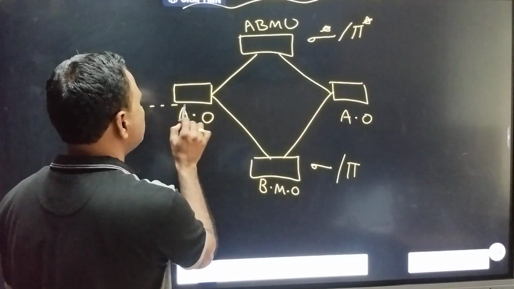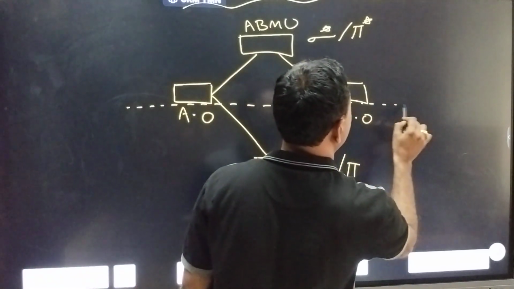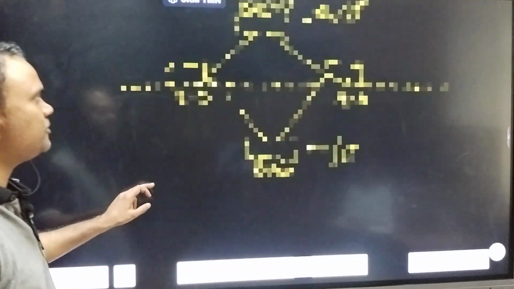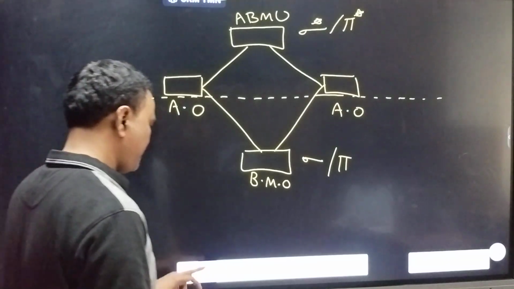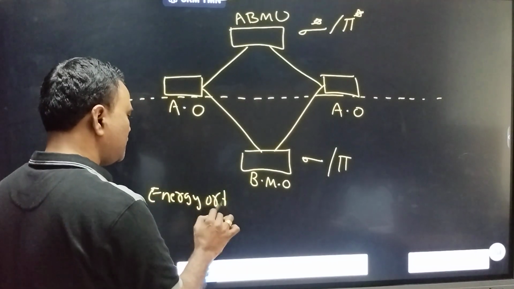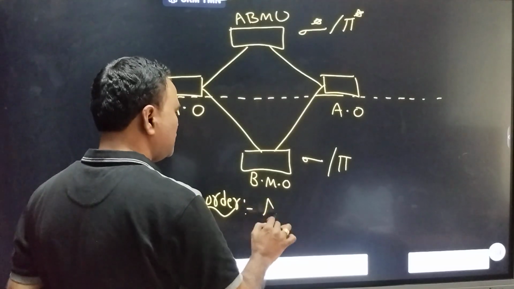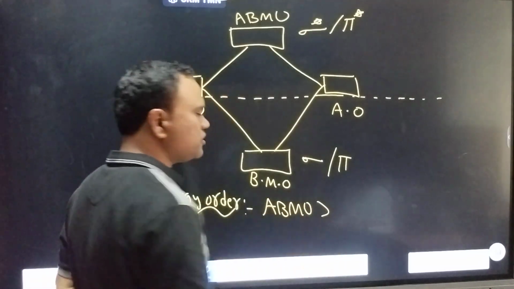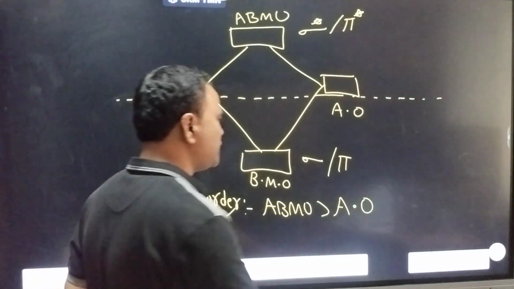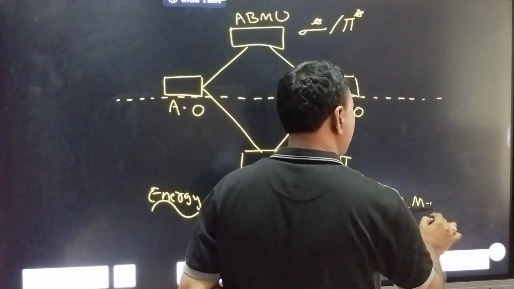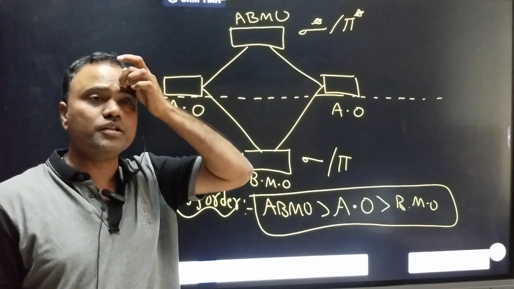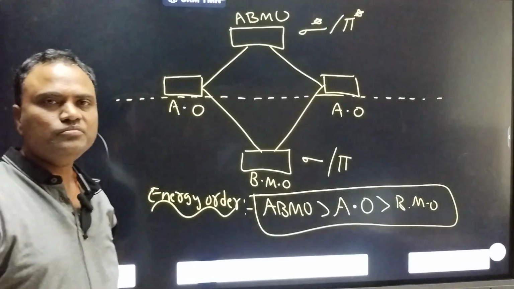Let us consider this as the energy axis of the atomic orbital. By seeing this diagram, tell me whose energy is more. Yes, very good. Energy order: which has higher energy? ABMO, anti-bonding molecular orbitals, have more energy than atomic orbitals. Atomic orbitals have more energy than bonding molecular orbitals. See the order: lower energy, moderate energy, and higher energy.